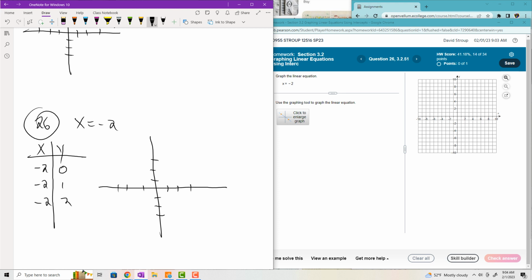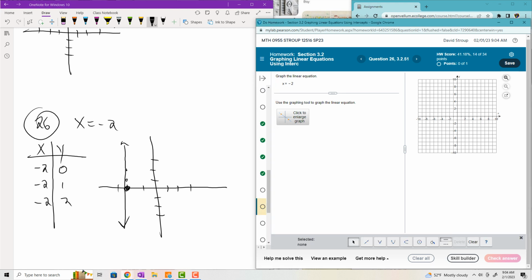Okay, so (-2, 0), (-2, 1), (-2, 2), and there she blows. Okay, so go over to your graph, hit the second tool, -2, 0, -2, 2, and that'll work.